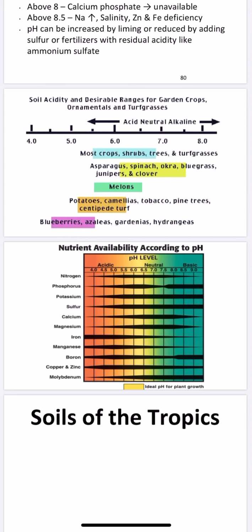So the range is from 5.5 to 8.5, where most shrubs, trees, and turf grass, asparagus, spinach, okra, bluegrass, junipers, clover, melons, potatoes, camellias, tobacco, pineapple, and centipede turf grow. While blueberries, azaleas, gardenias, and hydrangeas can thrive on the acidic portion, below that.